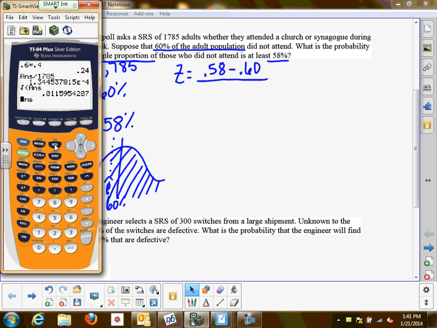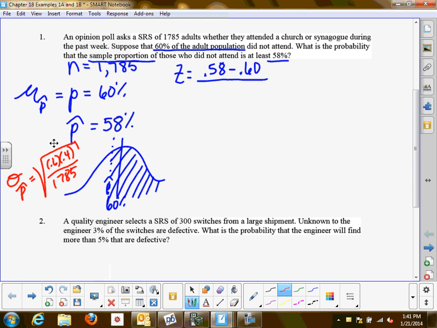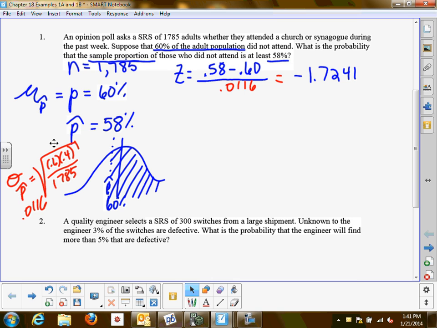Okay? All right. So when I do that, I get 0.01159595. I want you to round to 4 decimal places for standard deviations. So what would I do for that? Yep, 0.0116. So 0.0116 is my standard deviation here. So that ends up giving me a z-score of negative 1.7241. So you go to the side and you run your little calculator moves.